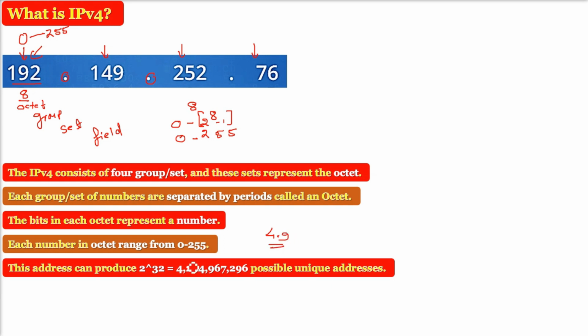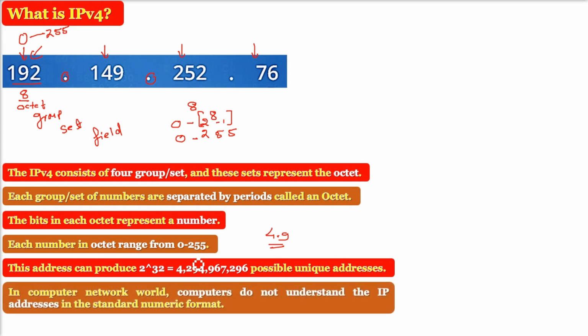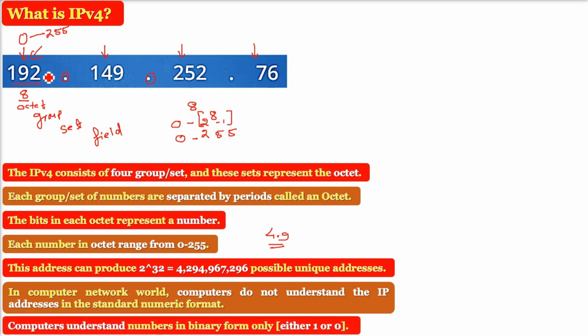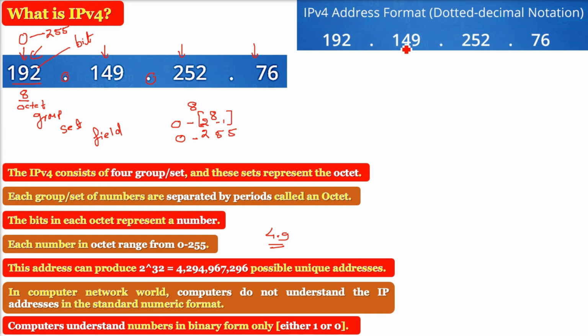4.29 billion around. These are the possible unique addresses. But in the computer world, computers don't understand this IP. This is the numbering scheme we have developed, a standard numeric format. The computer has to convert 192 to bits, 149 to bits, either 0 or 1 form, 252, 76, 201. That is, this decimal will be converted to binary.